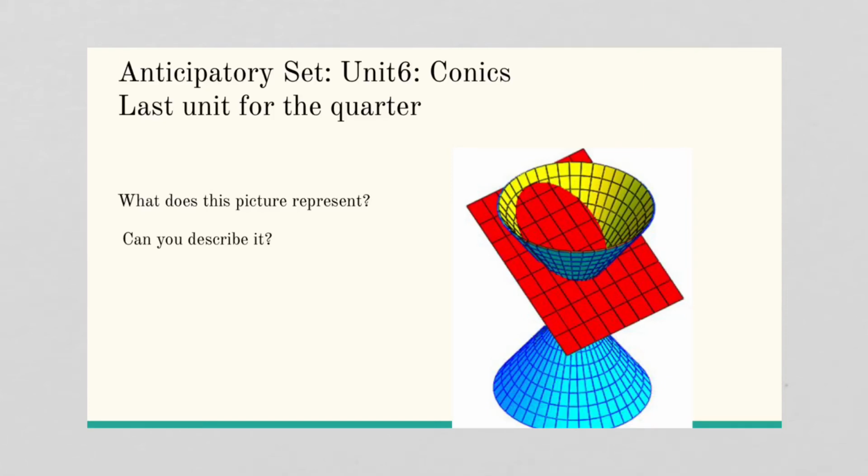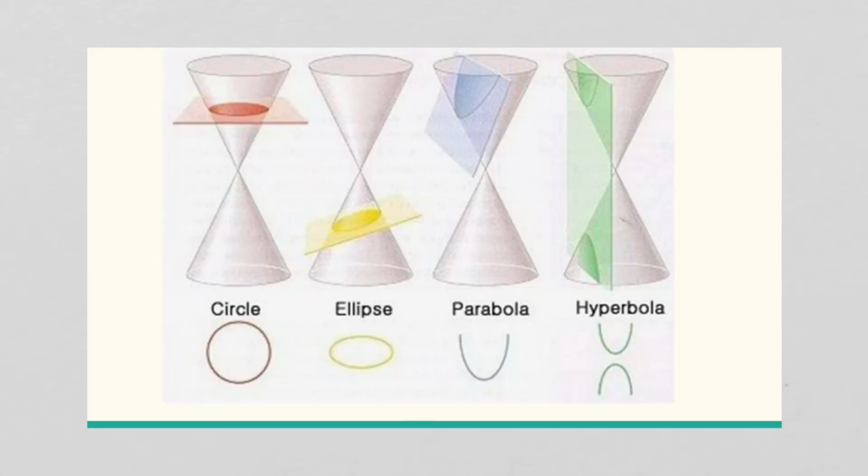Okay, this is our last unit for the quarter on conics. So taking a look at this geometric shape here, what two shapes do you see? Can you describe it? Well, what we have is a form of a conic, all four kinds.